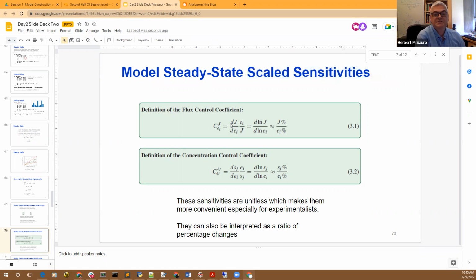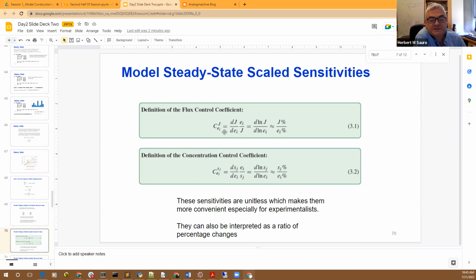The scaled ones are just the same derivative, but now multiplied by the parameter and divided by the rate. Or in the case of the species levels, we multiply by the parameter and divide by the species. So basically the scaling eliminates the units. These are unitless sensitivities, and it makes it a lot more convenient for experimentalists. For example, one of the labs we work with can make percentage increases in expression rates and measure percentage changes in metabolites. Trying to compute absolute changes is possible, but very expensive experimentally. So the scaled sensitivities are much more useful.